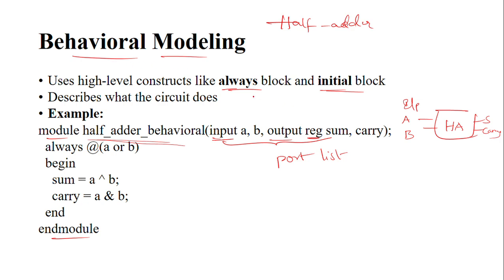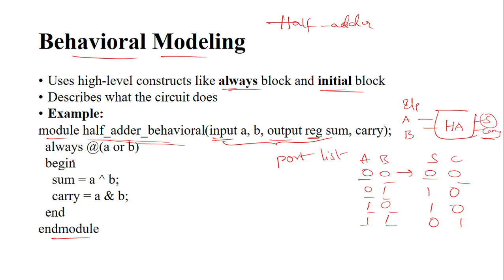In behavioral modeling we use always and initial blocks. The purpose of the always block is that whenever sum and carry change, consider the combinations 00, 01, 10 and 11. A half adder has 2 input variables, so you get 4 combinations. When A equals 0 and B equals 0, sum and carry are 0 0, and so on for the other combinations. Whenever there is a change in the inputs, we get a change in the outputs.